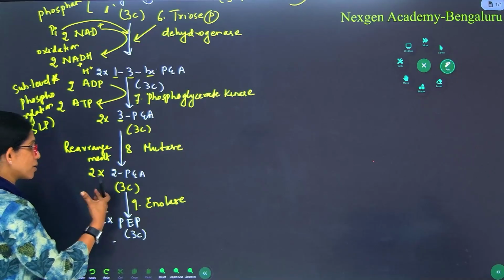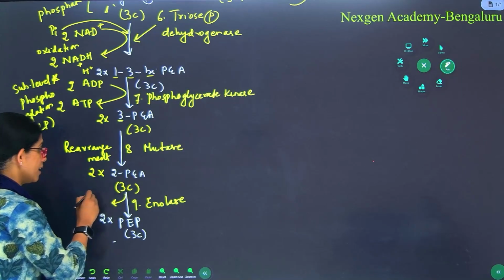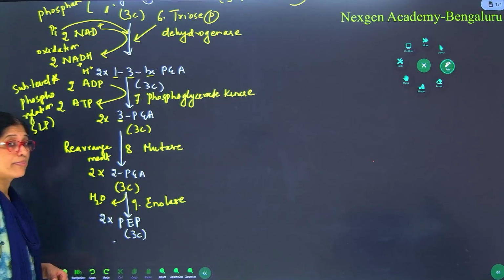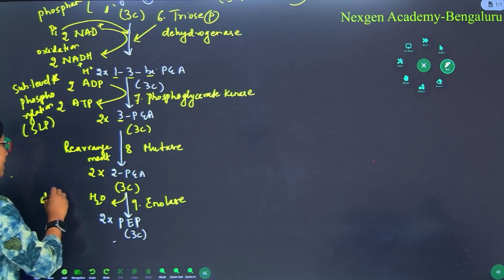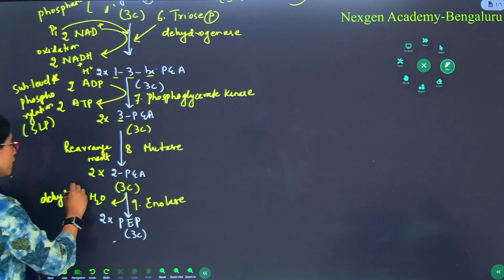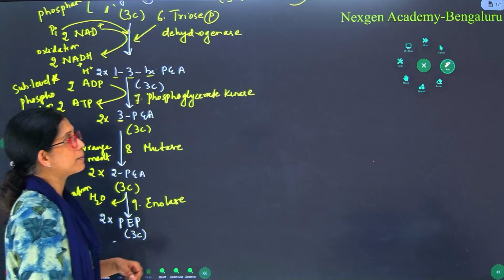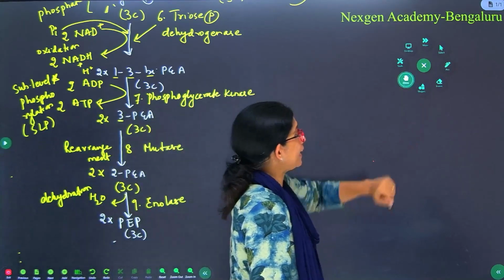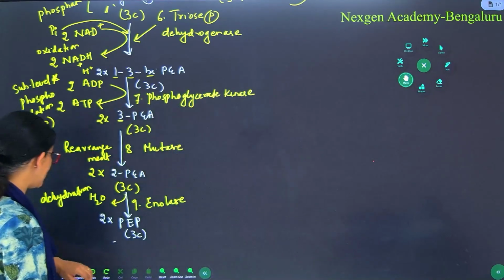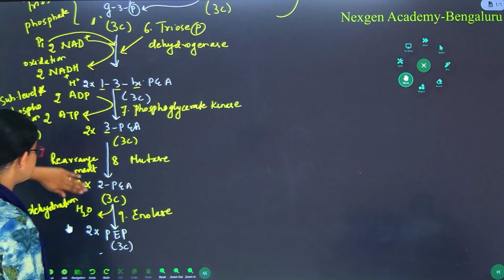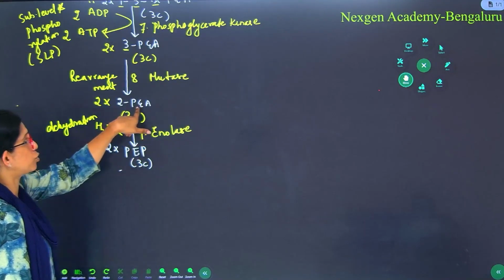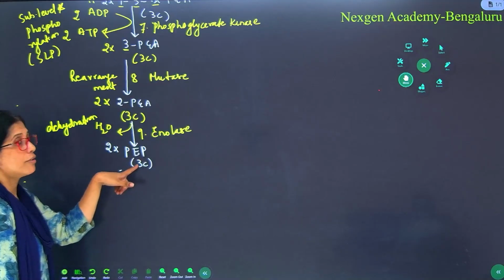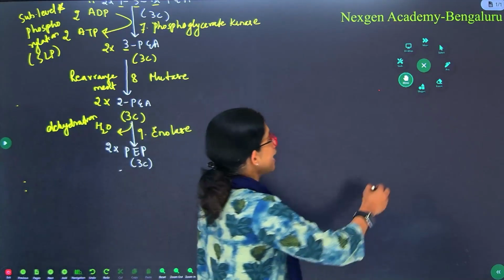Now another important question here: it's also a dehydration step, right? So what is happening here? Dehydration, removal of a water molecule. Sometimes they may ask you where the dehydration happens in glycolysis. So you should remember the 9th step, where 2-PGA is converted into phosphoenol pyruvic acid, right?